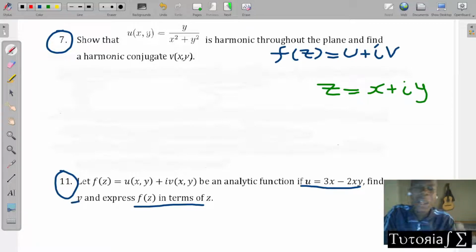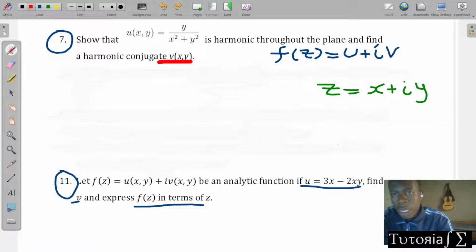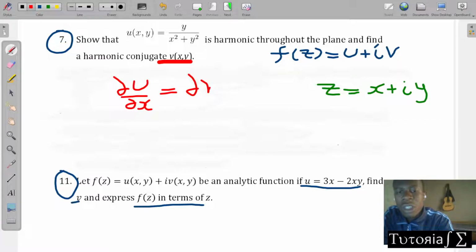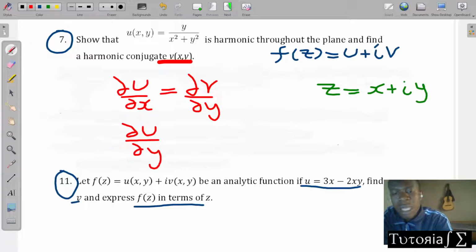The first set of equations to find the harmonic conjugate v or u will be using the Cauchy-Riemann equations. You should be familiar with the Cauchy-Riemann equations. That is the real part with respect to x, which is the real part over the real part, is equal to the imaginary part over the imaginary part. But when you have the real part and the imaginary part, this will be equal to the negative of the imaginary part over the real part.